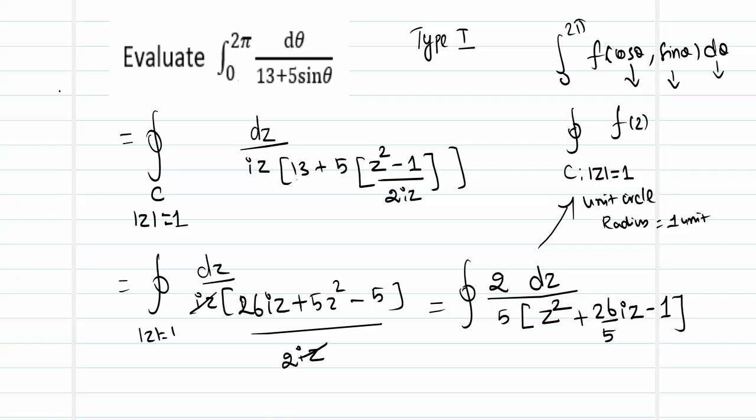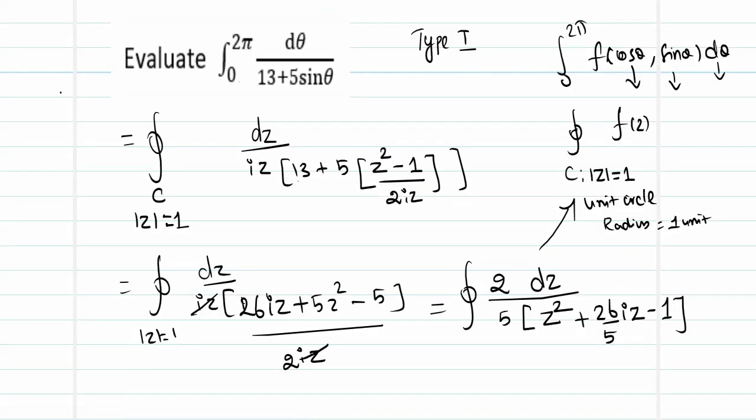So we will now move on to our step 1. What is our step 1? Identifying the poles. We have the function equal to z square plus 26 iz by 5 minus 1. So z square plus 26 by 5 iz minus 1.